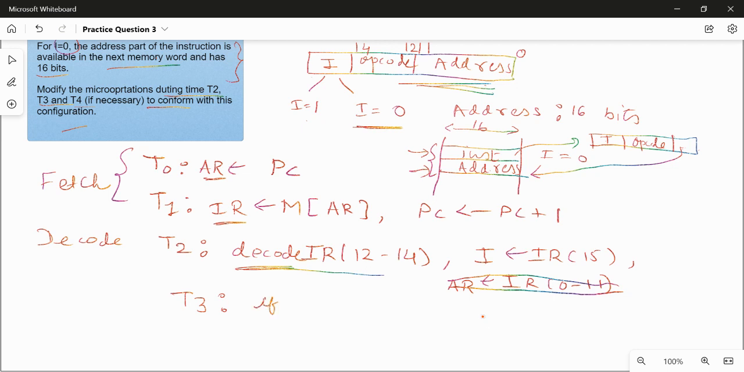So let's say if D7 is equal to 1. In that case, the given instruction is clearly a register reference or IO instruction. So the control is not required to modify anything. So in that case, continue with the original sequence.